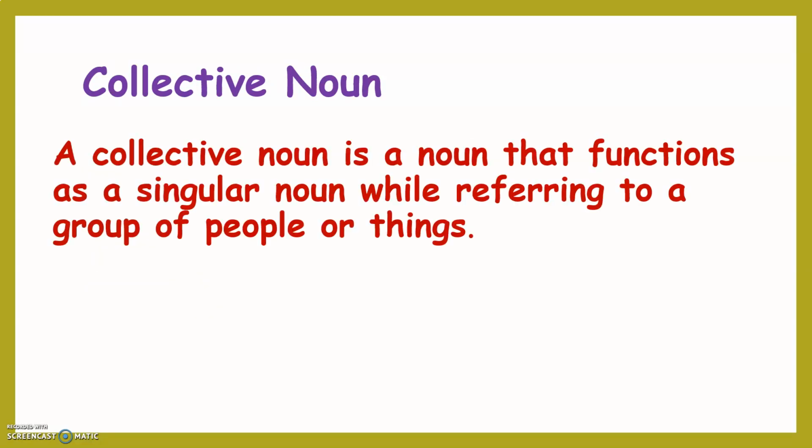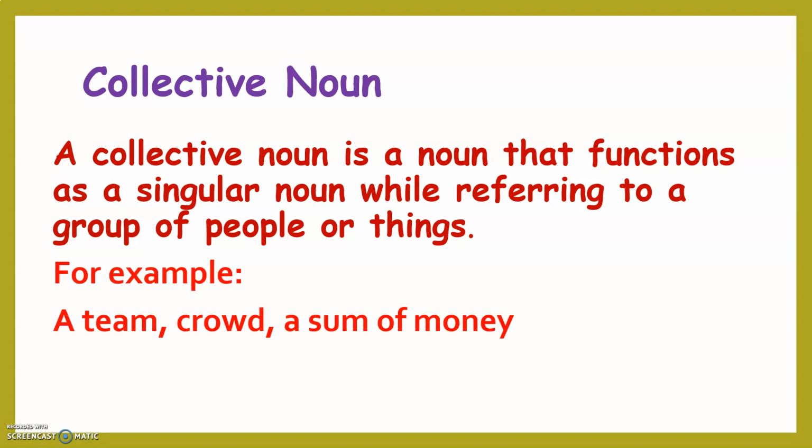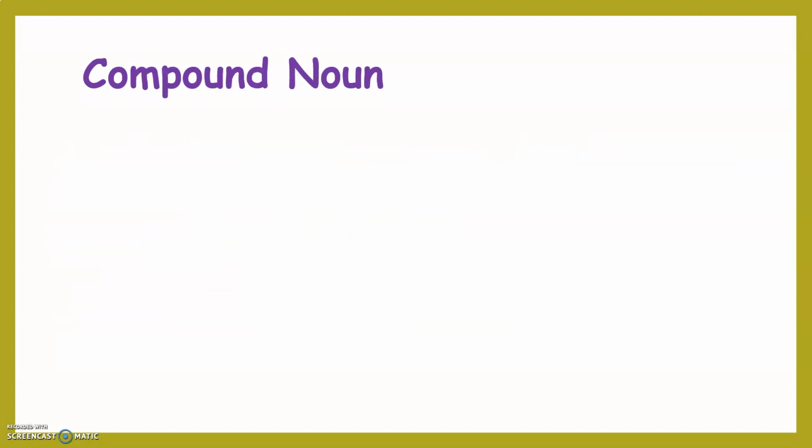Collective noun. A collective noun is a noun that functions as a singular noun while referring to a group of people or things. Collective noun जो है वो एक singular noun की तरह act करता है जबकि वो एक group of people को refer कर रहा है. For example, a team. एक टीम जो है वो group of people को मिला के टीम बनती है, but हम कहते हैं a team. Crowd, a sum of money.